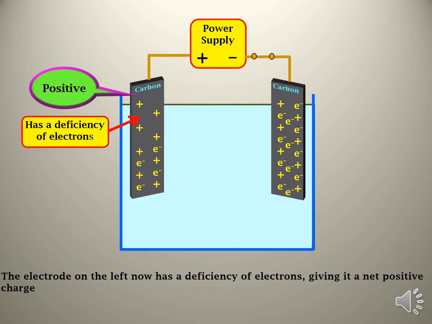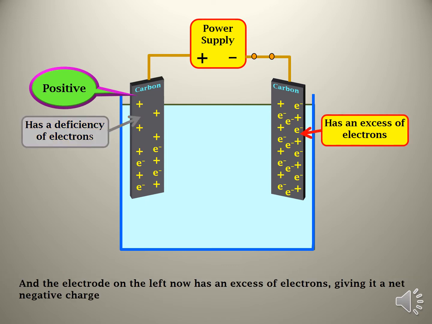The electrode on the left now has a deficiency of electrons because electrons moved from this electrode to the other electrode, giving it a net positive charge. When electrons leave this electrode, the loss of electrons takes place. As a result, this electrode will gain a net positive charge. And the electrode on the right now has an excess of electrons, giving it a net negative charge.